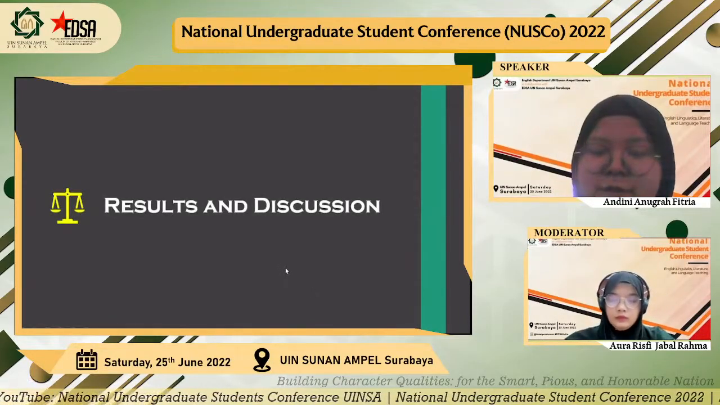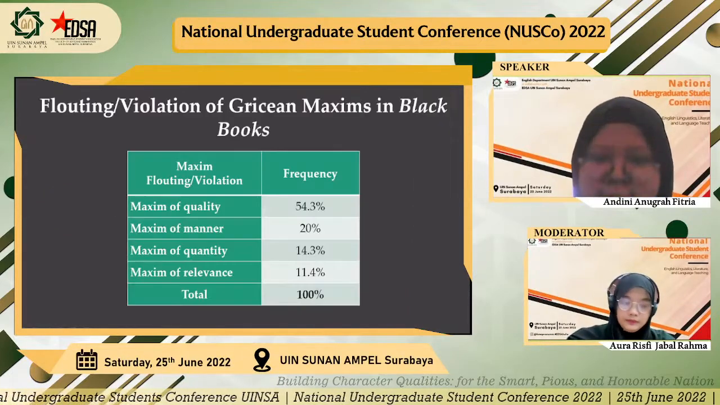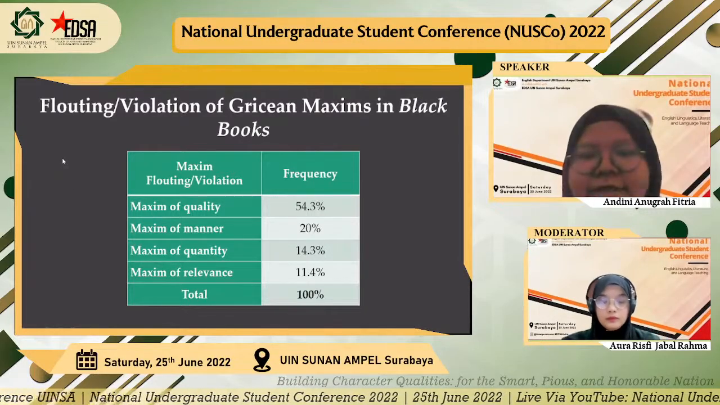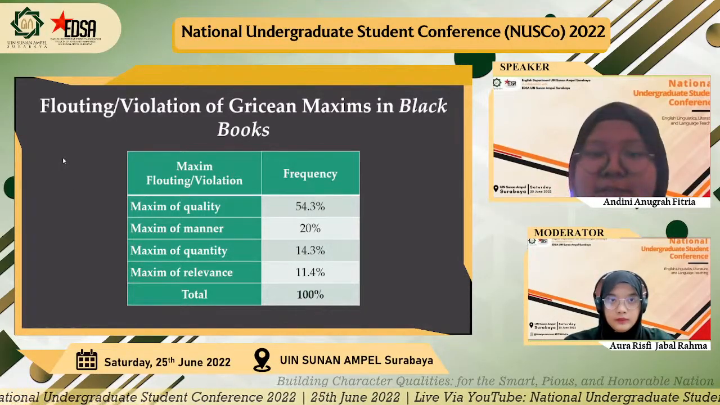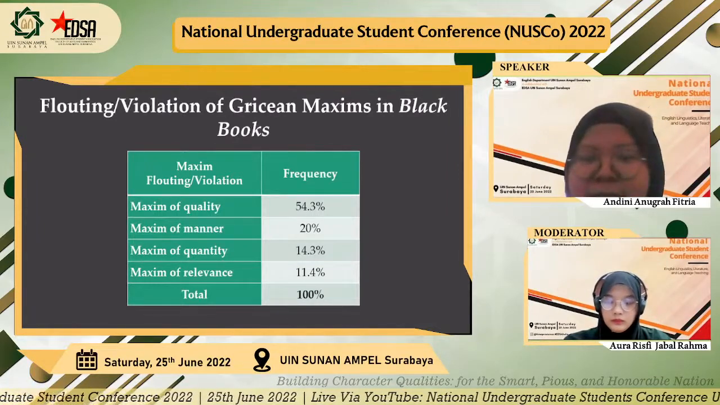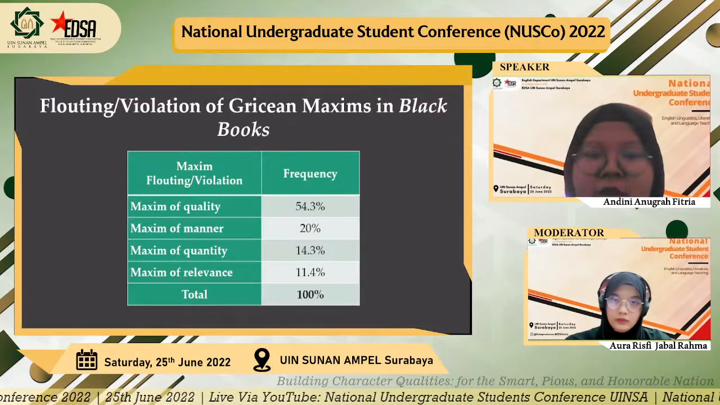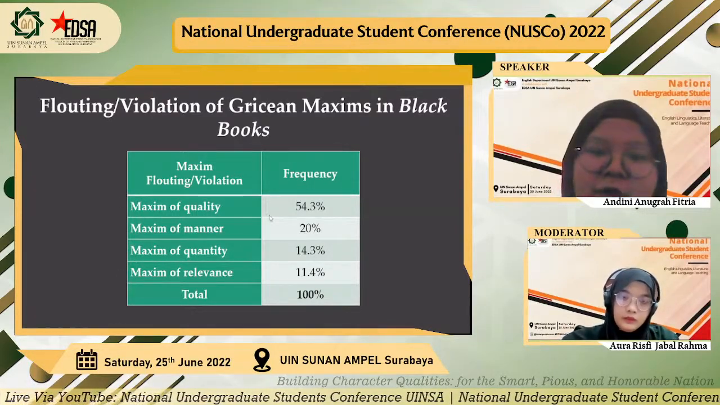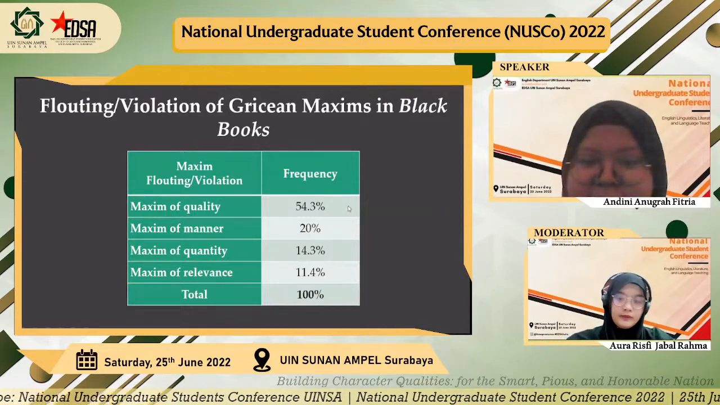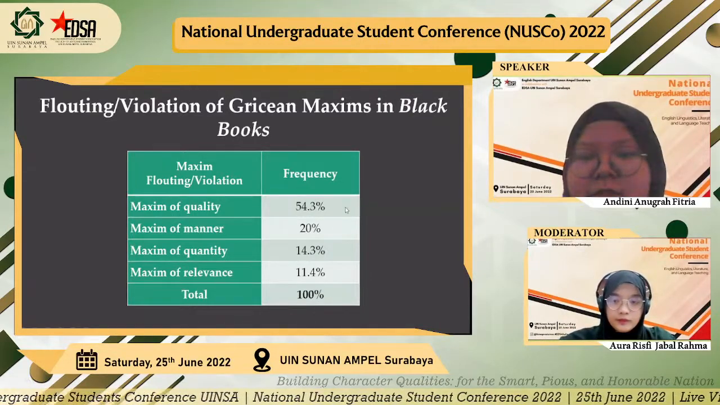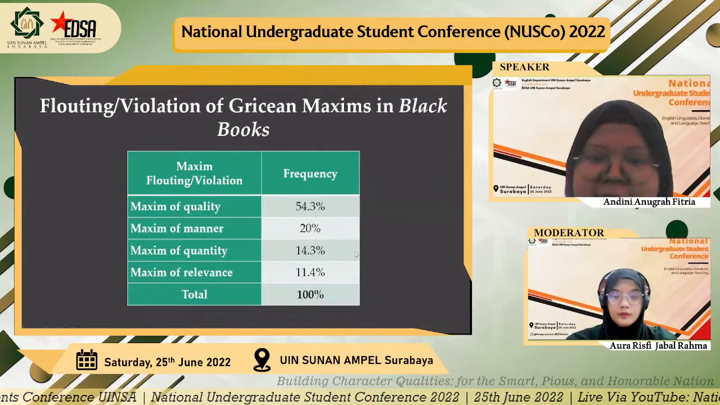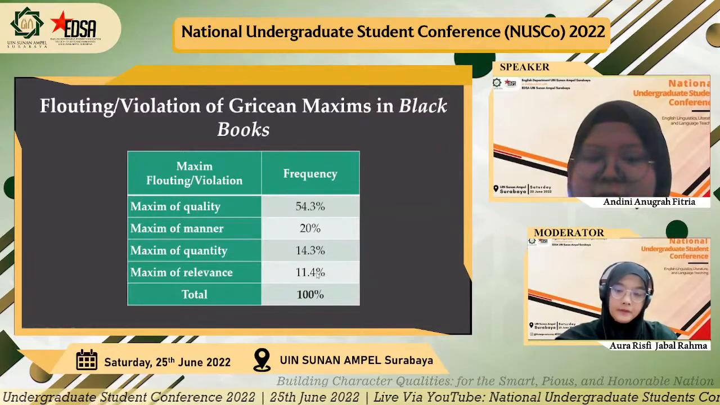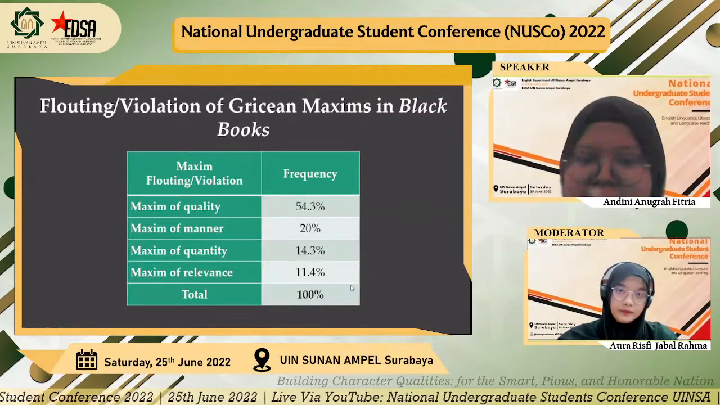Now, moving on to the results and discussion. The analysis found that there were 35 utterances containing verbal humor expressions, which were constructed by using the violation and floutings of all 4 of Grice's cooperative maxims, with the maxim of quality being the most deviated maxim, with the frequency of 54.3%, and the maxim of relevance being the least deviated maxim with the frequency 11.4% out of 100%.